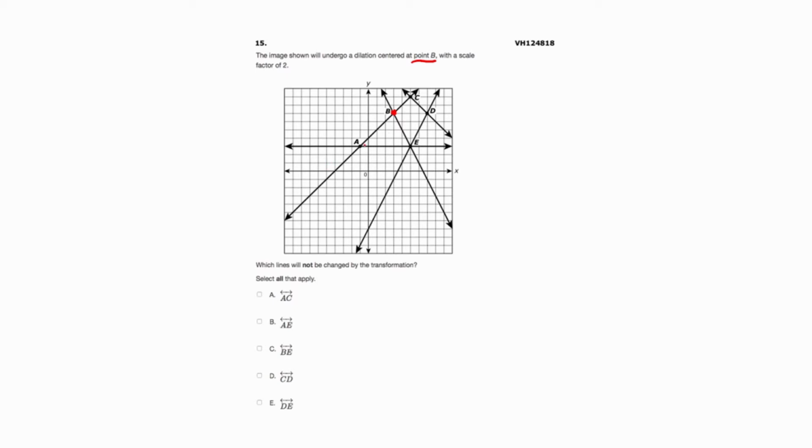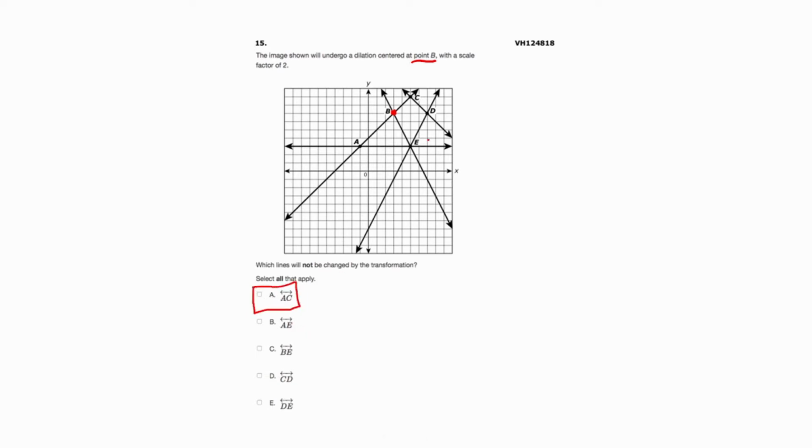So for instance, A is going to be pushed out on this line here. No matter where A lands, AB will be the same, right? So we have to look for lines that go through B. AB, which is also known as AC, is one of those lines. So that's our first one here. That one will not change. It's going to stay exactly where it is.